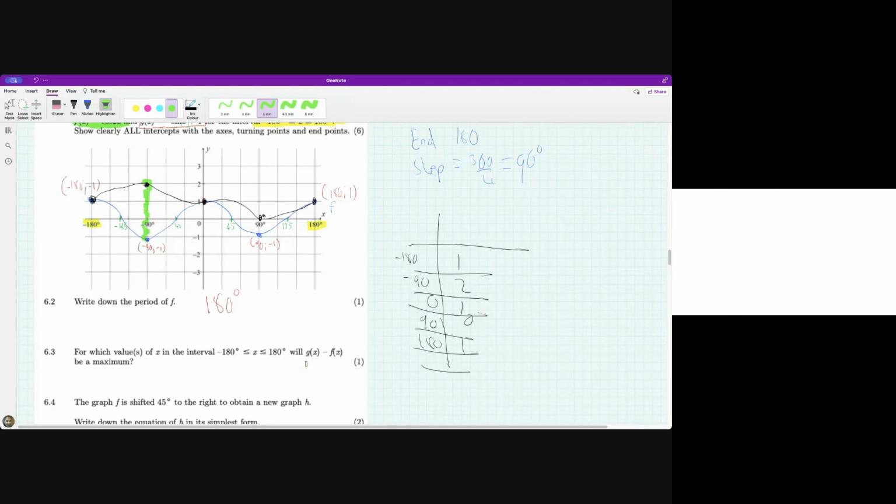So when is g of x minus f of x biggest? Just to check that I've labeled my things correctly, that was f and this is g. So the g of x and the f of x are far apart here. So the answer for this should be minus 90. Thumbs up if you're with me.